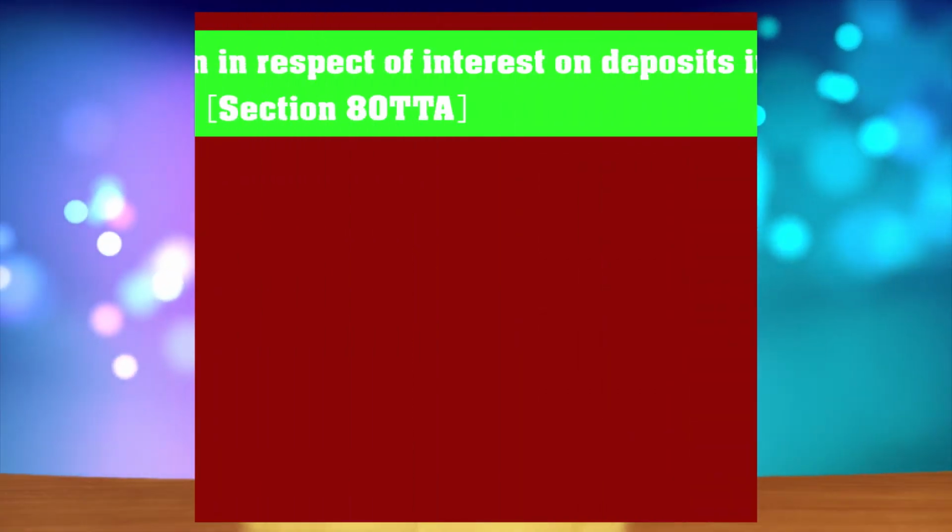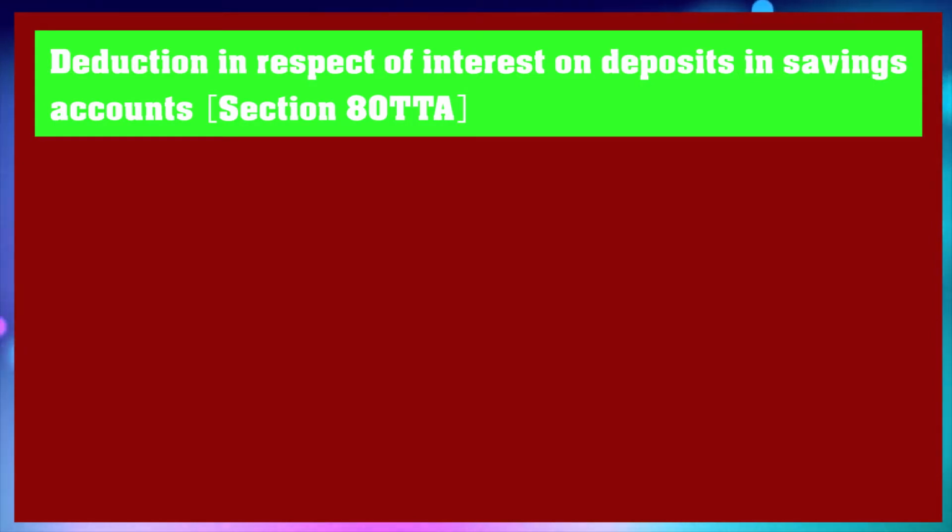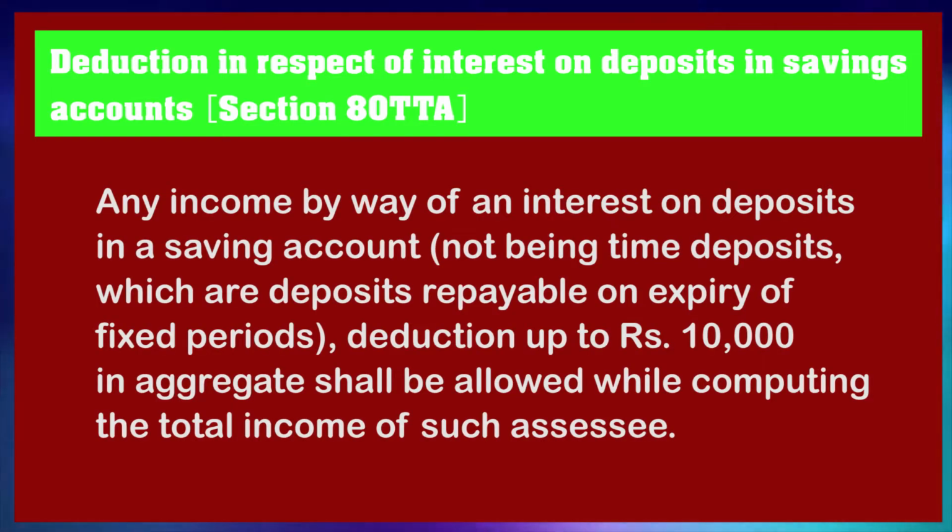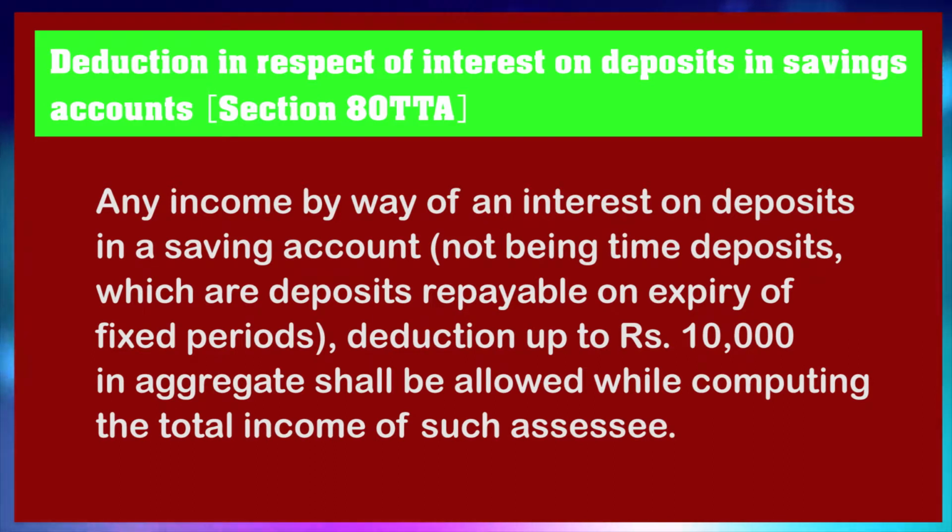Another popular deduction which every person should know is section 80TTA, that is deduction in respect of interest on deposits in savings account. Any income by way of interest on deposits in a savings account, not being time deposits which are repayable on the expiry of fixed periods. So it is only savings account. Deduction up to rupees 10,000 in aggregate shall be allowed while computing the total income of an assessee.